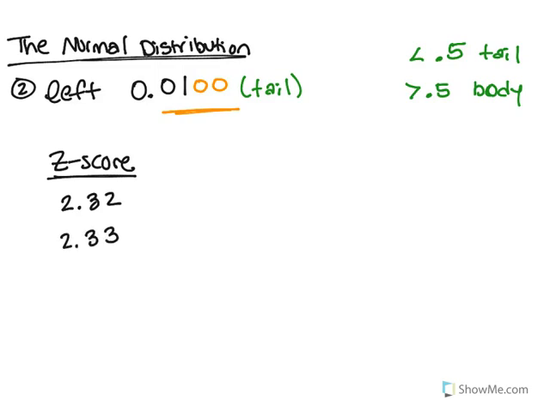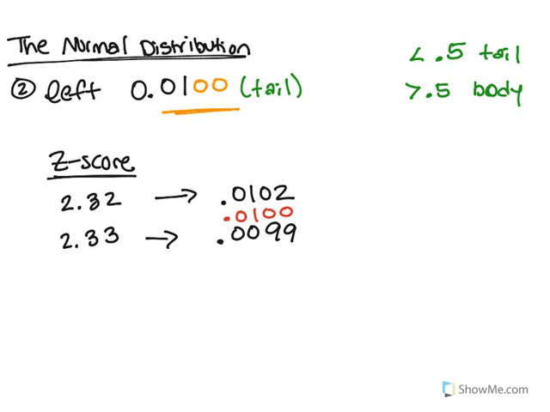At 2.32, that tail measurement is 0.0102. And at 2.33, you have 0.0099. So technically, it would be in between these two numbers. Do you agree? Now, normally, you're going to get measurements that are not on the table. That's why I said it wouldn't be fun if they were on here.